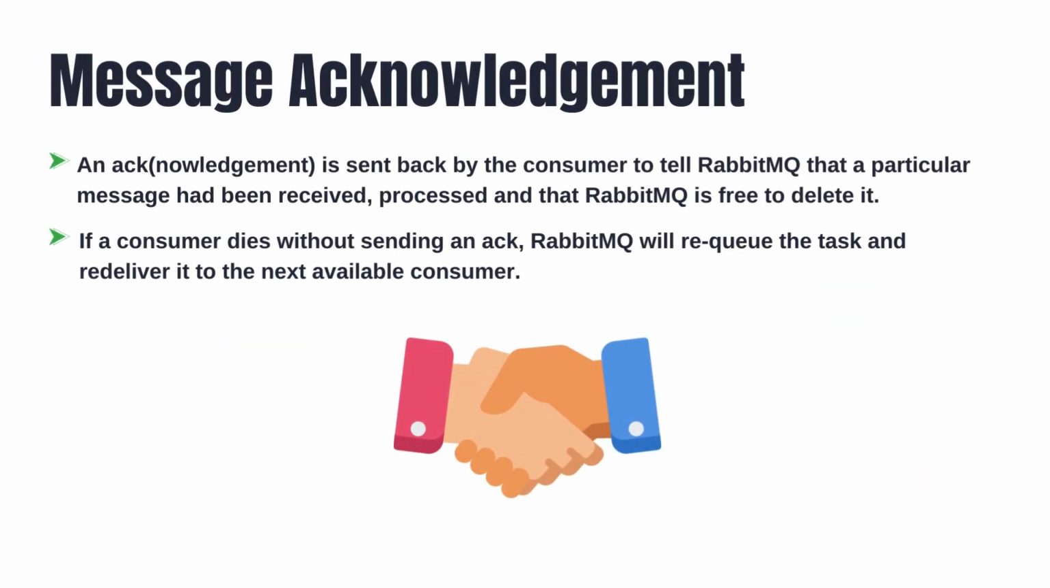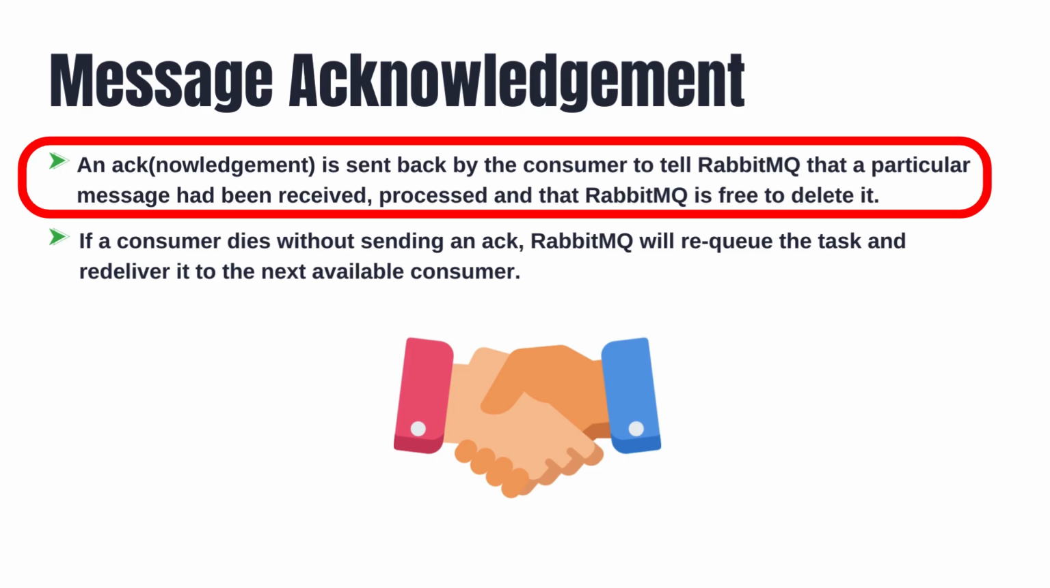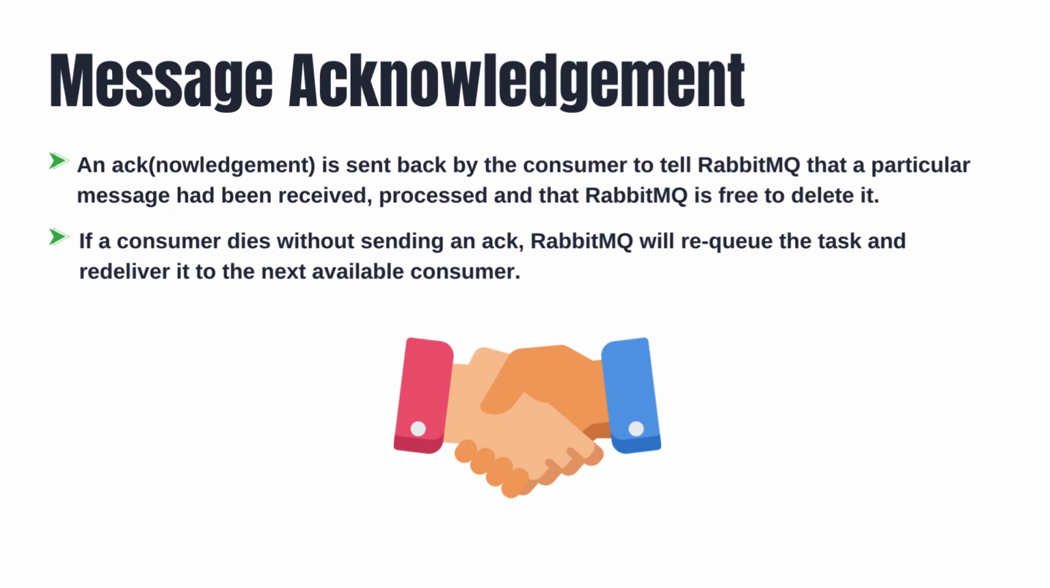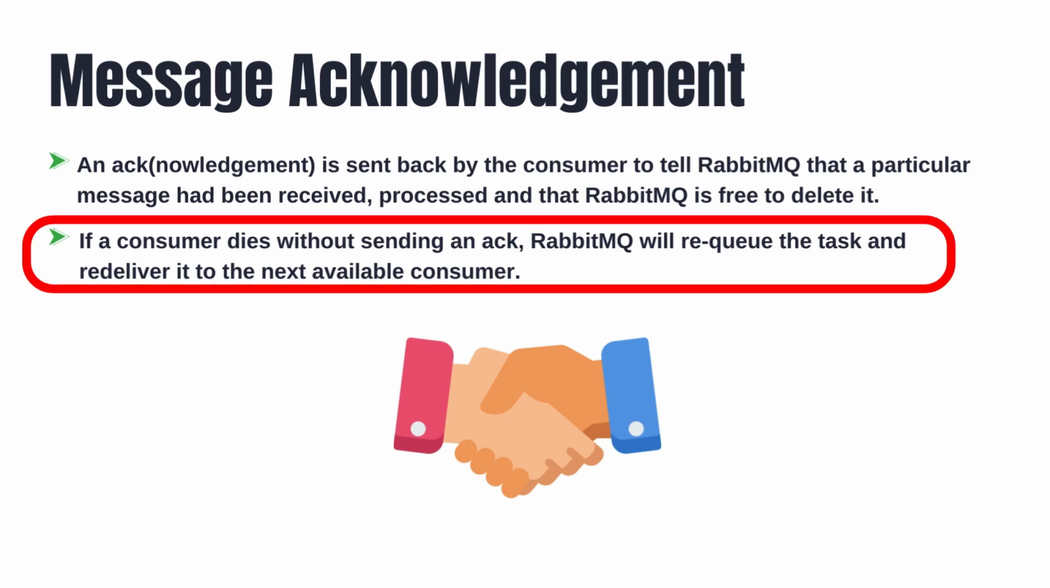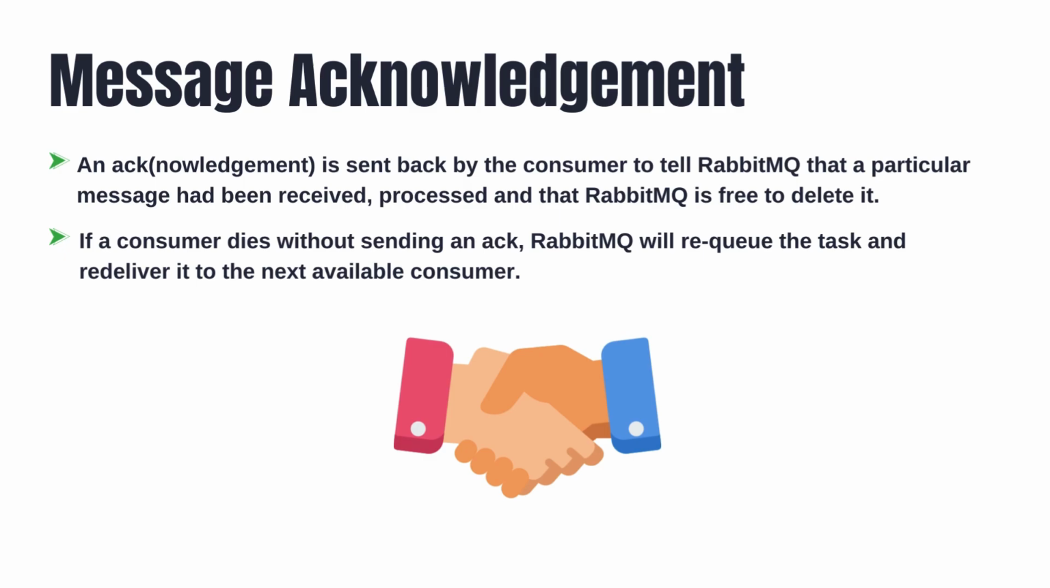So the next concept I want to mention is message acknowledgement. You may wonder what if a consumer dies before it completes a task. So far, we don't have any tool that can prevent that loss. That's where message acknowledgement comes into play. An acknowledgement is a way for a consumer to tell RabbitMQ that the message has been processed and received, so RabbitMQ is free to remove it. If a consumer dies without sending an acknowledgement, RabbitMQ will requeue the task and redeliver it to the next consumer.